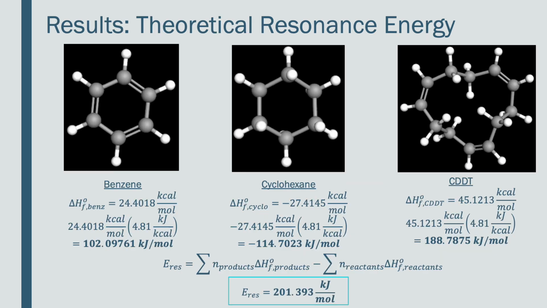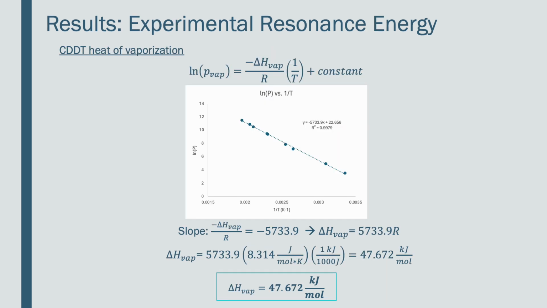procedure. Using the Seigras method described previously, the theoretical heat of formation of benzene, cyclohexane, and CDDT were obtained. Seigras reported the heat of formations in kilocal per mole, so the conversion from kilocal to kilojoule was performed, and it was found that the value of the benzene resonance energy was 201.3927 kilojoules per mole.